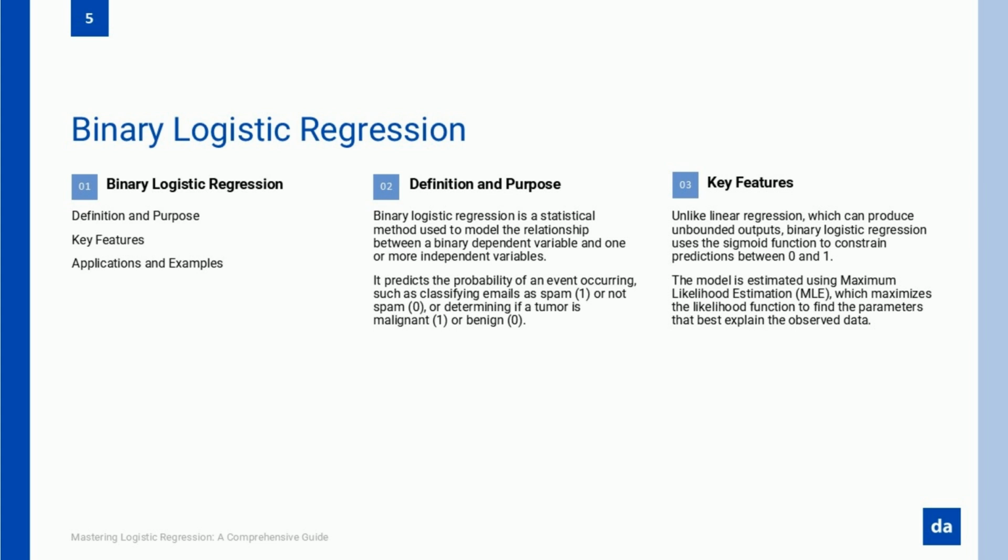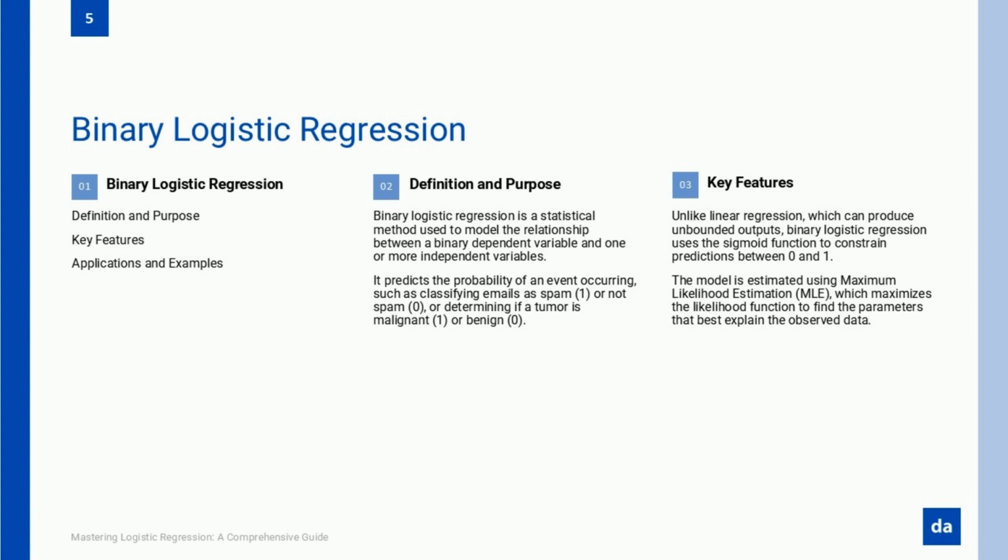But here's the key part. Once we get that probability, we need to set a decision threshold. Usually we pick 0.5 as the cutoff. If the probability is above 0.5, the model predicts yes, the customer is likely to default. If it's below 0.5, the model predicts no, they're not likely to default.